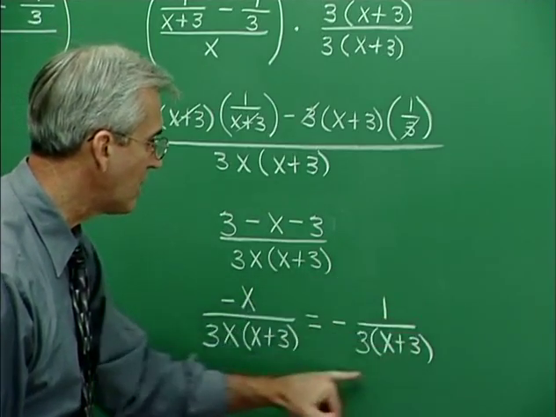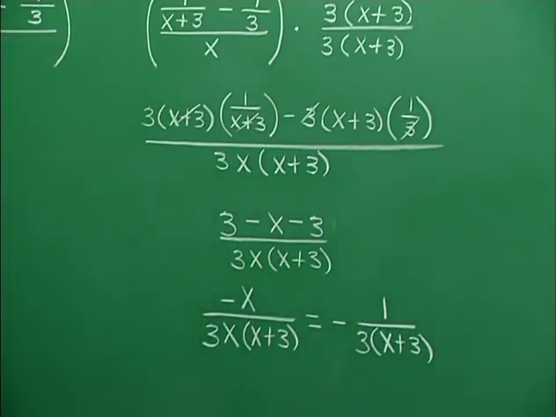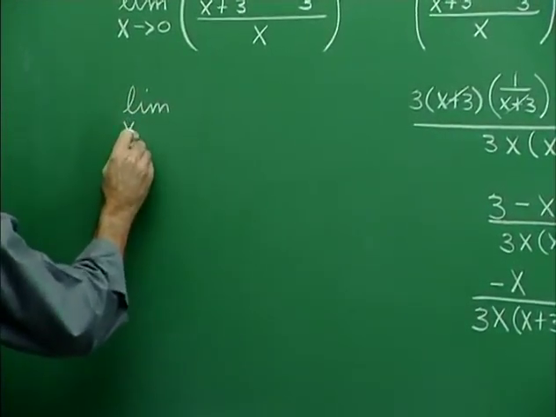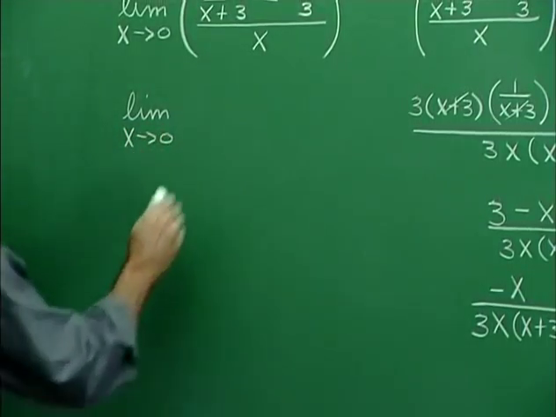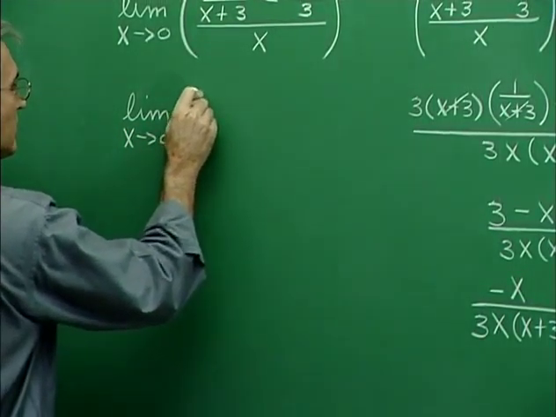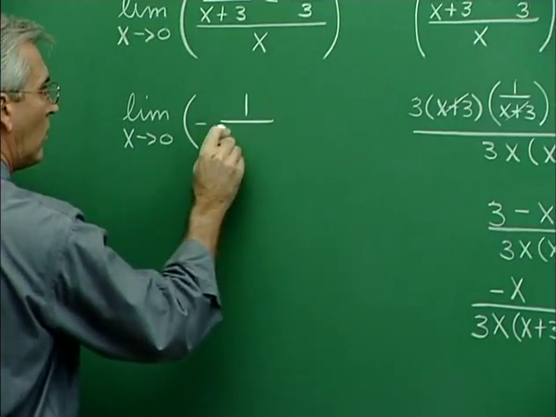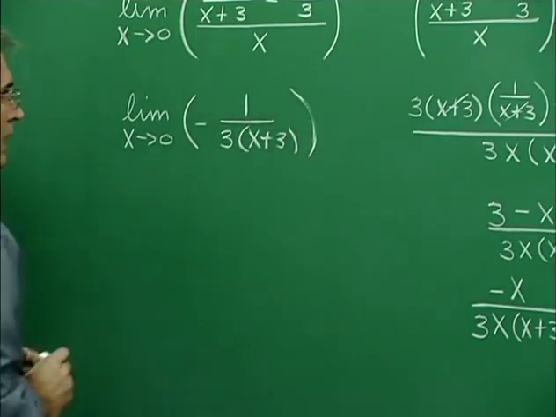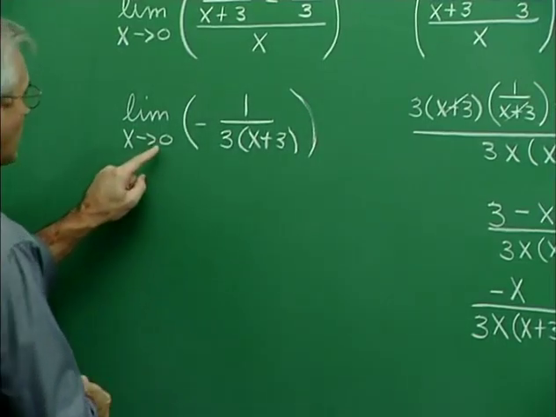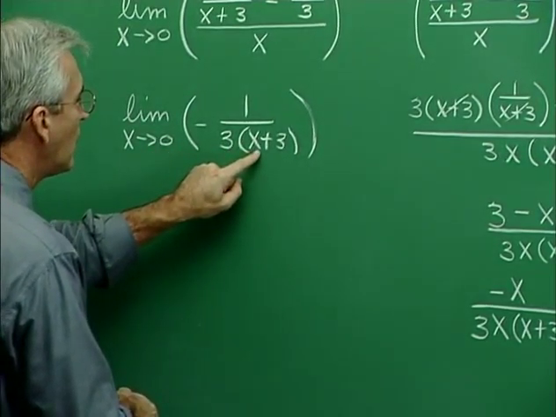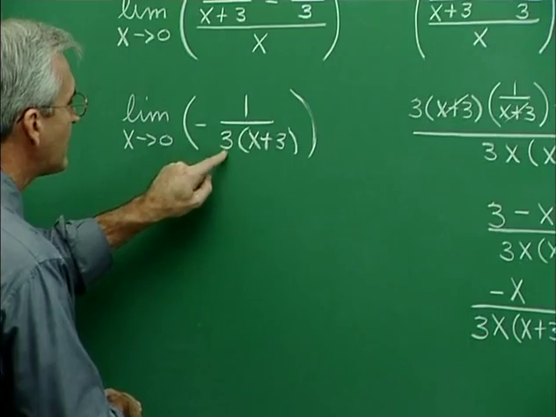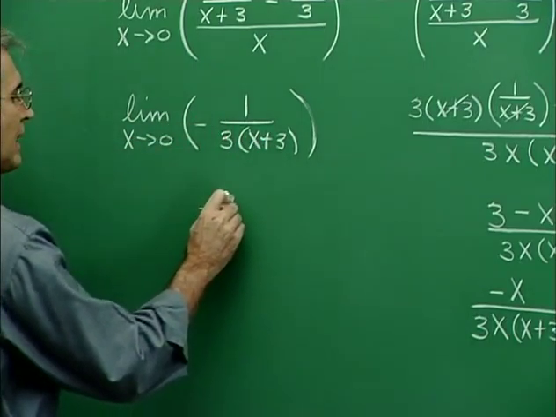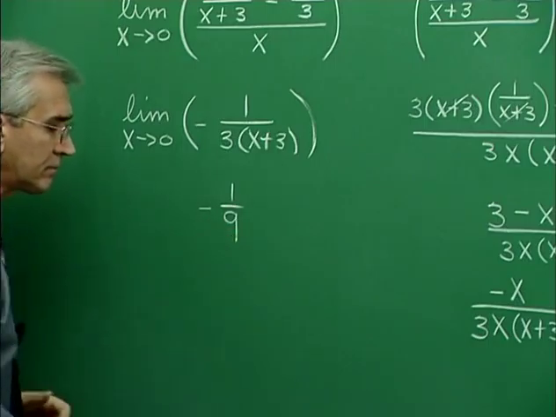Well, now that we have simplified a bit, we can think about this as the limit as x approaches 0 of that expression, negative 1 over 3 times x plus 3. And now, by substitution, replace x with 0, and we have in the denominator 3 times 3, or 9, so we have negative 1/9 then for that limit.